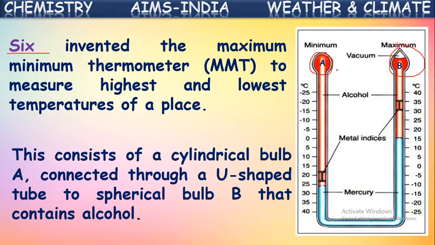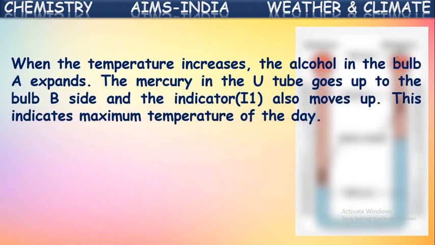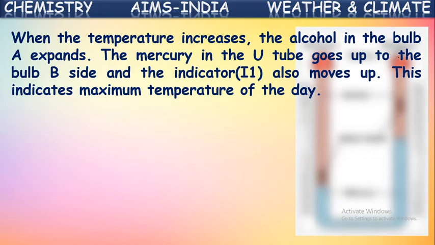This consists of a cylindrical bulb A connected through a U-shaped tube to a spherical bulb B. Both of them contain alcohol. And at the bottom of this U-shaped tube, there is mercury, as they have shown. These red columns are alcohol. Bulb A and bulb B contain alcohol, and there is some vacuum inside bulb B. Now what happens when this is kept in a place? When the temperature increases, the alcohol in bulb A expands.